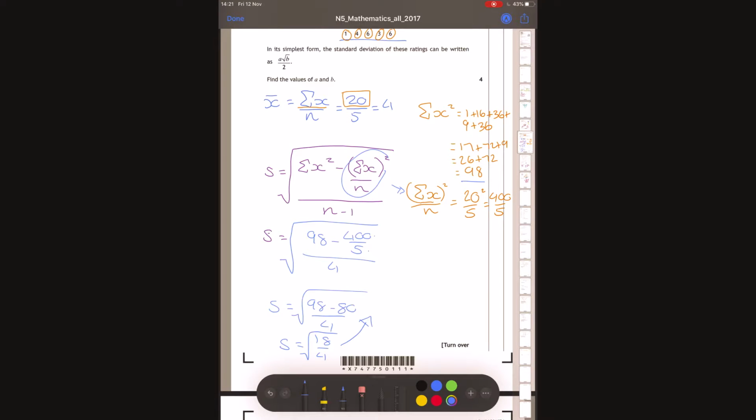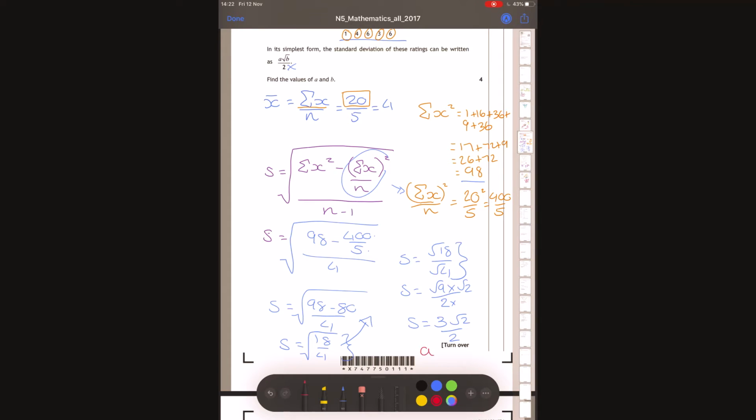Now we're on a roll, guys. You can see what we're doing here. S is equal to root 18 over root 4. These things are equivalent, they're just written differently. And then, what's the square root of 4? 2. We know we're getting the right answer. And then 18 can be broken down into root 9 times root 2. What's root 9? 3. So 3 root 2 over 2. And that's your answer, guys.